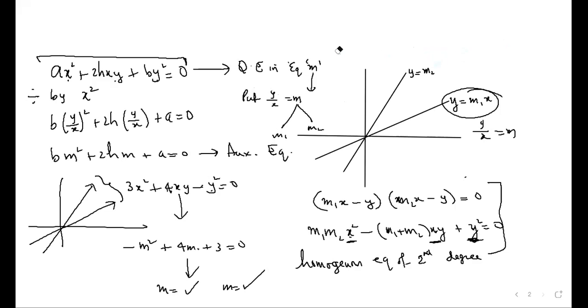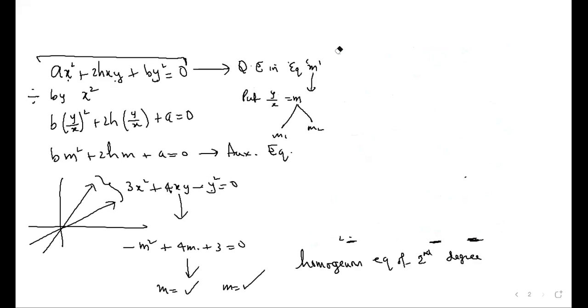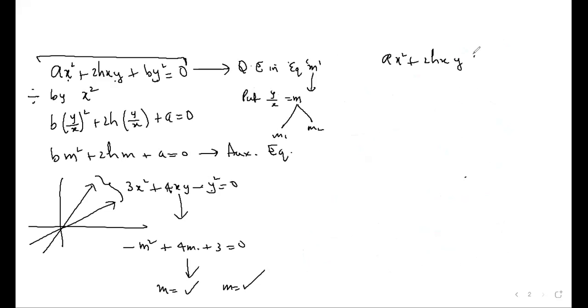Further, you can calculate the sum of the slopes directly from the equation. Imagine I give you ax square plus 2hxy plus by square equal to 0. This equation is the same as (y minus m1x) into (y minus m2x) equal to 0. If you expand this equation, what will happen? You will get it like this.